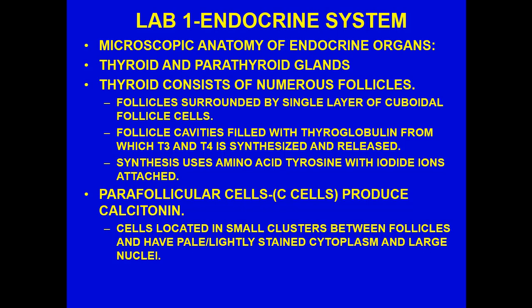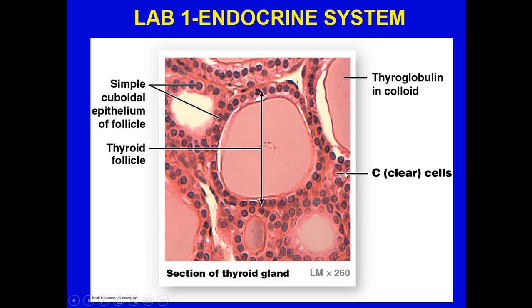The cells are located in tight clusters between follicles and have a pale or lightly stained cytoplasm and large nuclei. Here you can see a clear cell, C cell. Here you see the cells that are simple cuboidal epithelium that form this boundary. And inside of the boundary is the thyroid follicle with thyroglobulin. Basically, you're going to have blood vessels that will deliver iodide, amino acids, and of course the typical glucose and oxygen, and take away waste such as carbon dioxide, etc.